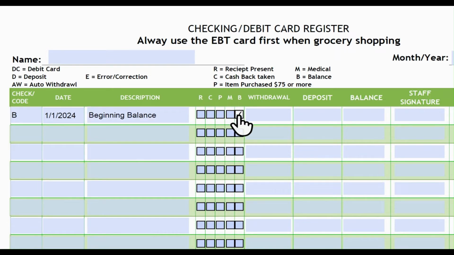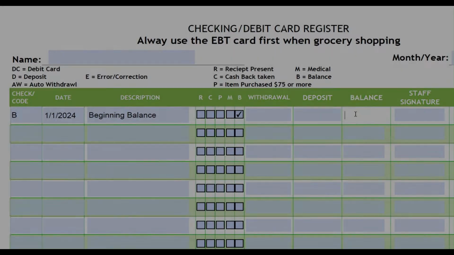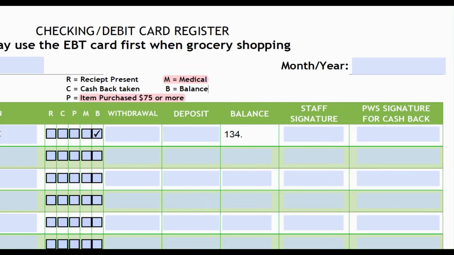Check this off. And then you are going to get this number from the ending balance of the month before. So you just look up what that number was at the end of the month, in this case it would have been December. And we're going to put that number into the balance sheet for the beginning balance of this month. So let's say the person has $134.25.